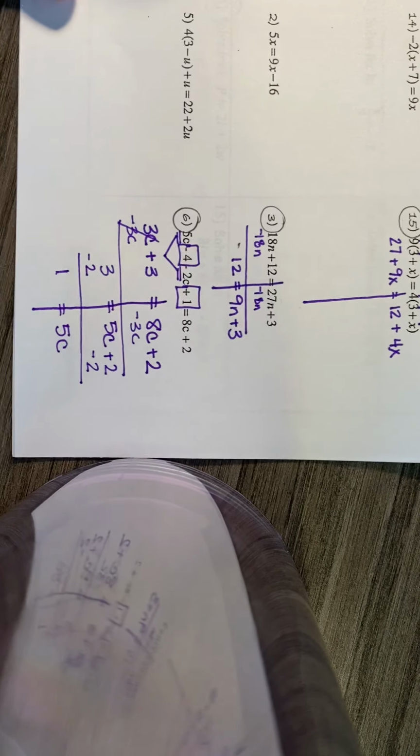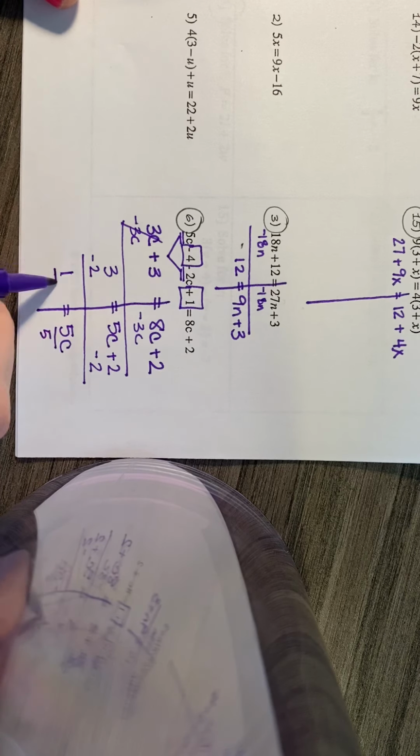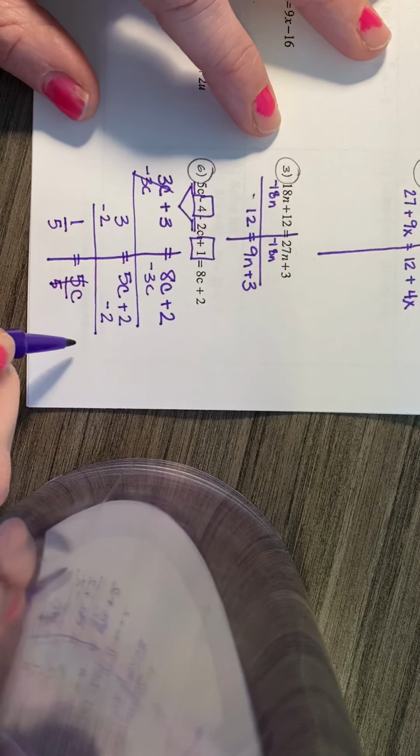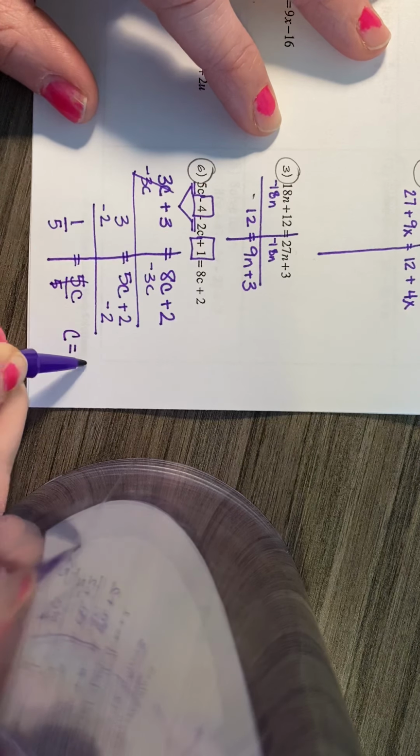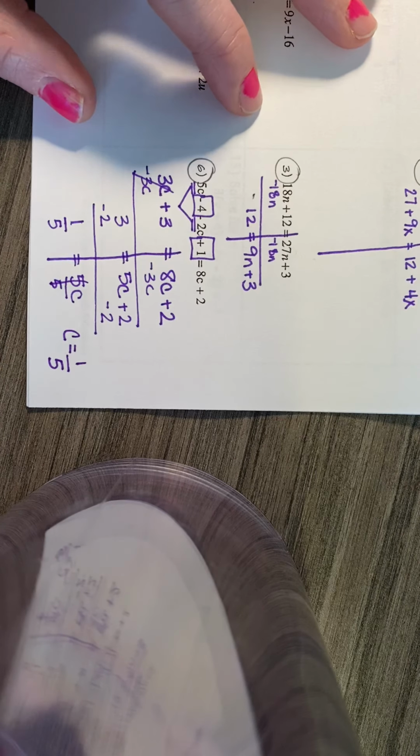Now this is where y'all panic. I have to divide by 5. By 5. But Mrs. Hurst, I got a decimal. That's okay. Leave it as a fraction. That is your final answer.